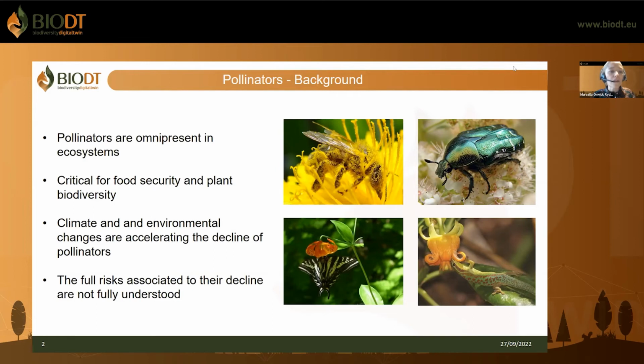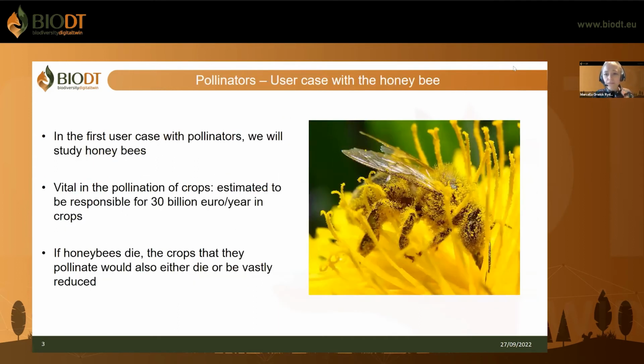Pollinators are critical for food security and plant biodiversity. Now, with climate and environmental changes, the rate of acceleration of their decline is rapidly increasing. And I have to say that the full risks associated with this decline are not fully understood yet, but understanding these risks is absolutely vital to both science and to society. In this particular use case, we will begin to focus on honeybees specifically as a pollinator, though I would like the audience to know that eventually this can be expanded to other pollinators.